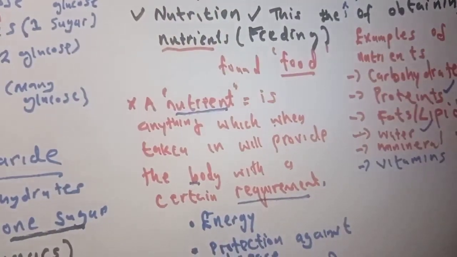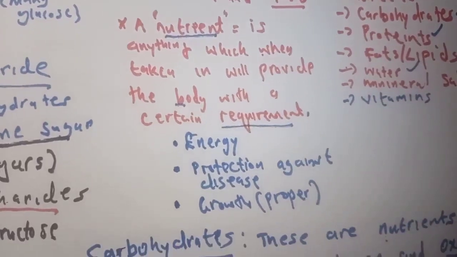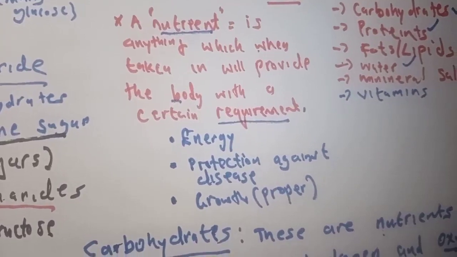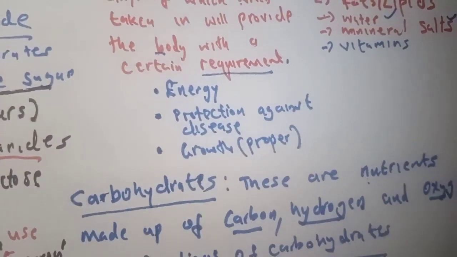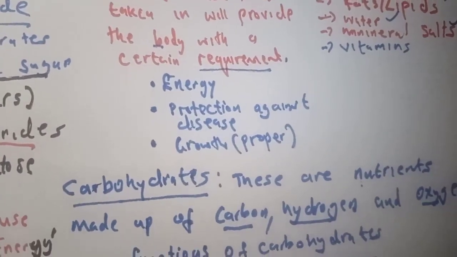Then we said a nutrient is anything which, when taken in, will provide the body with a certain requirement, and these are the requirements we discussed. You are going to get energy from food, protection against diseases when you take in vitamins, okay, like vitamin C, also for growth, okay, like when you take proteins, they add growth to your body.